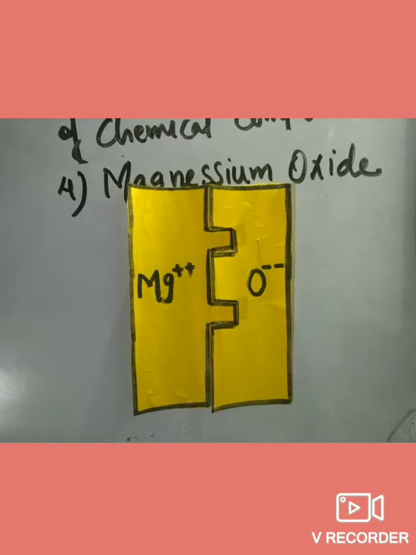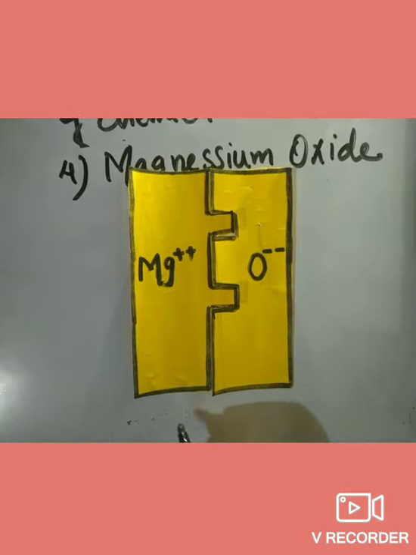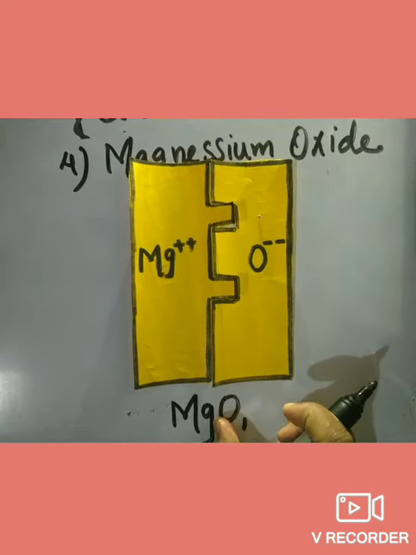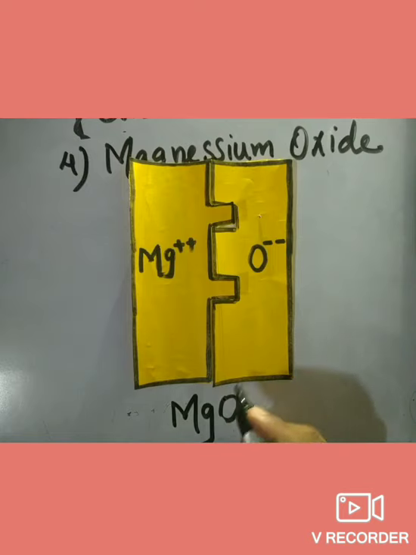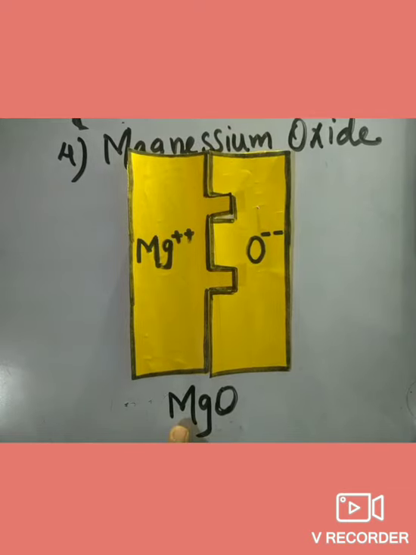So what we did, I used 1 magnesium and I combined it with 1 oxygen. 1 magnesium is combining with 1 oxygen. If we don't write 1, that's understood. It means it is 1. So the formula for magnesium oxide would be MgO. Let's move ahead.